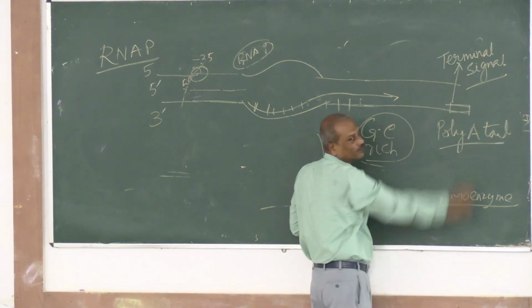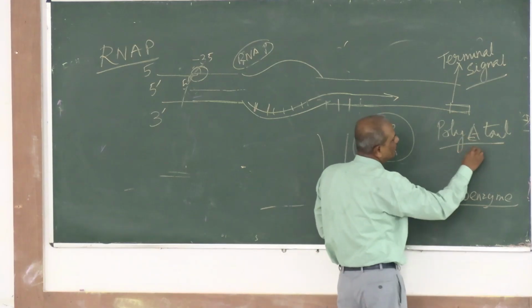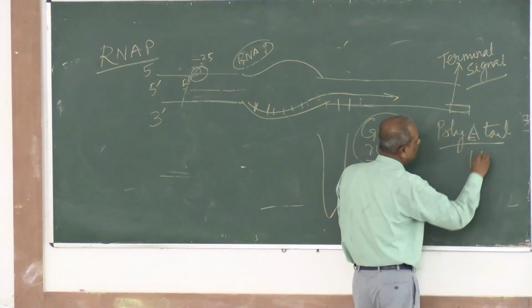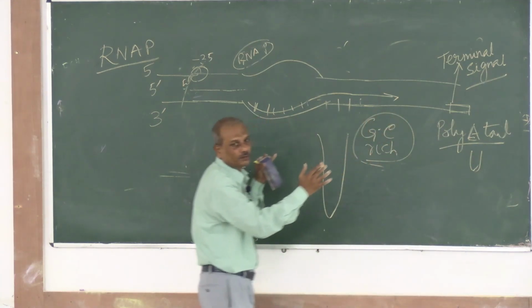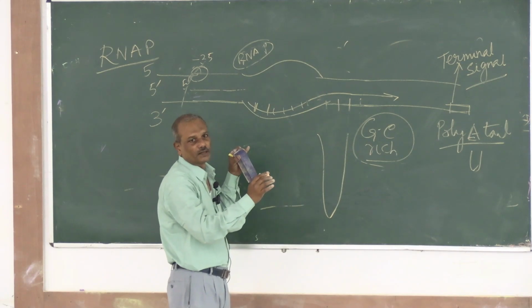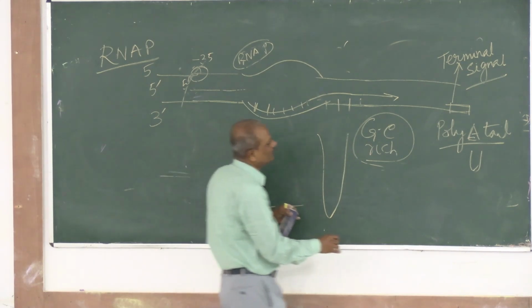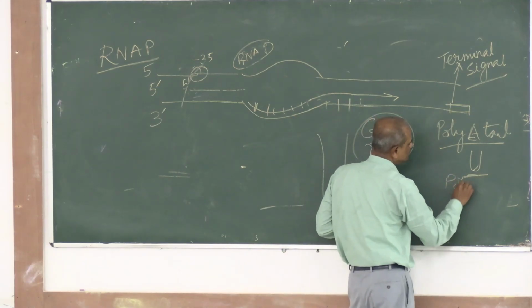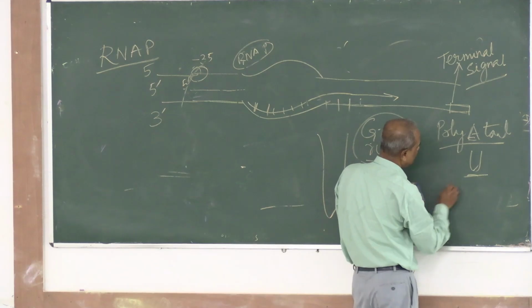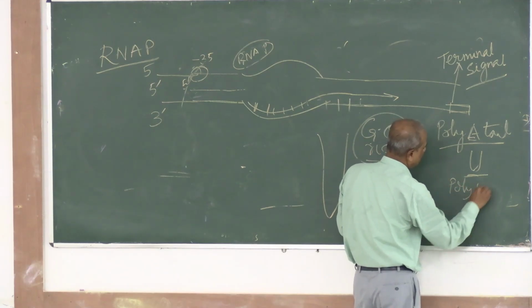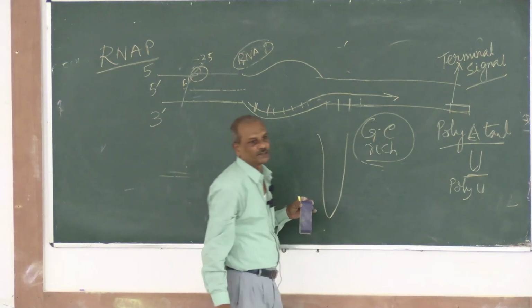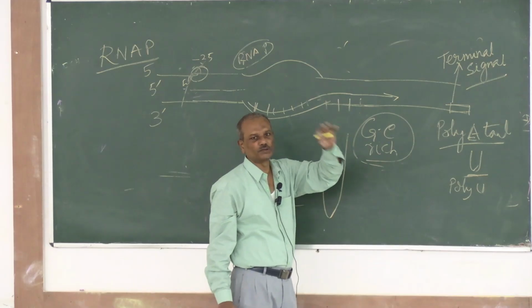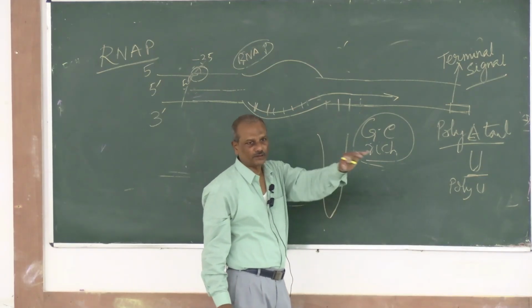A poly-A tail here in the coding strand means A would ideally be replaced by T, but since this is RNA, it will be a U. So in the fully formed RNA transcript, you will get a GC-rich region, but a poly-U tail will be formed. This is basically the termination signal. Once this termination signal is reached, there are two different mechanisms: one is Rho-dependent, one is Rho-independent. I will tell you shortly.